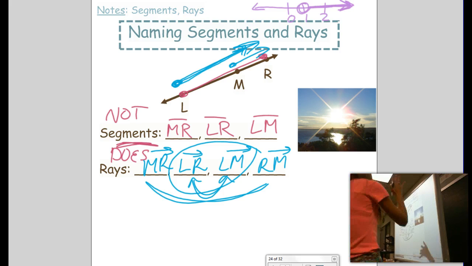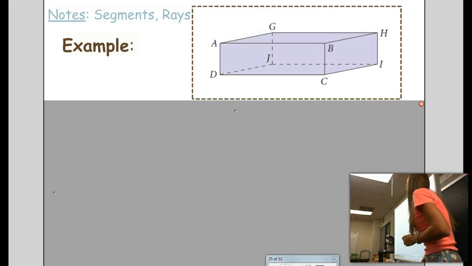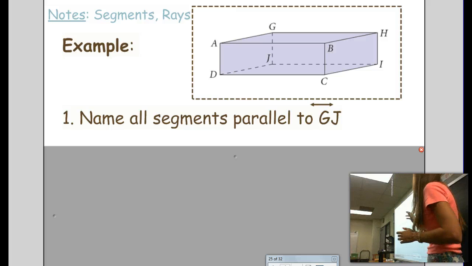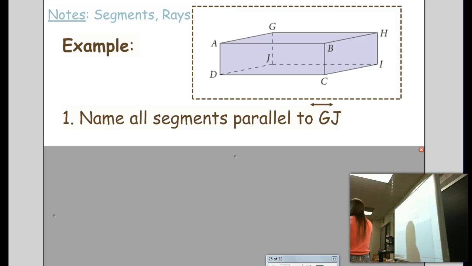And I have officially drawn enough on that page. All right, here we go. I gave you a 3D figure, a rectangular prism to be exact, and I want you to name all the segments that are parallel to GJ. On your paper, go. Name all the segments that are parallel to line GJ. You can call them a line or a segment. I don't really care on that one. It does say to name segments, so I guess we should do segments.